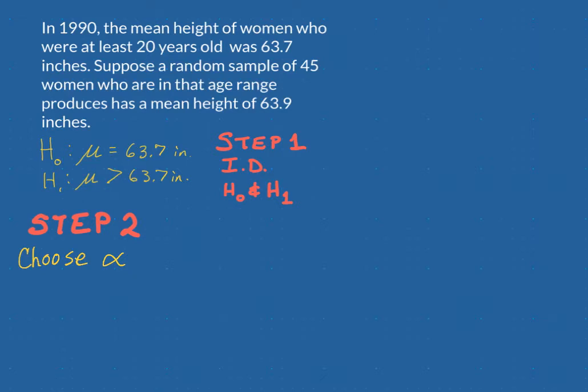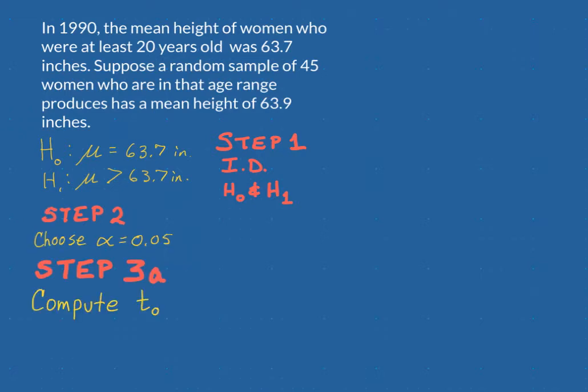So choose your alpha. The most common level of significance that is used is 0.05 or 5%. Step 3A is to compute T null.